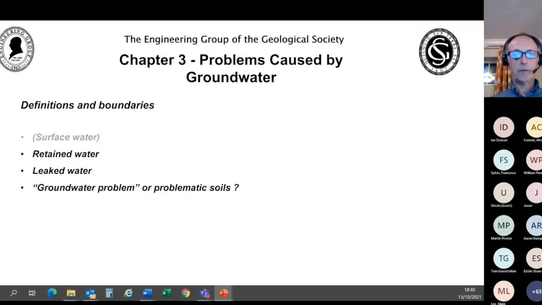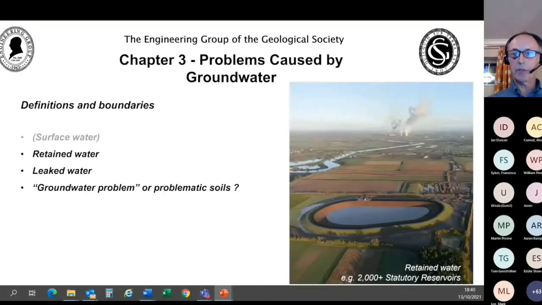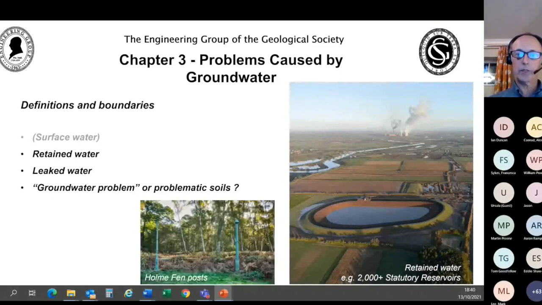And we found it necessary to draw some boundaries around the problems that we're going to address, since many aspects of engineering in the ground involve water, but not all of that water is groundwater. So the book does not address the effects of surface water in terms of flows, erosion, flooding, waves, and so on, as you'd expect. Retained water is also surface water, but to the extent that water in reservoirs and rivers, lakes and ponds can infiltrate into the ground and become groundwater, then it is included. So we don't major on dams and reservoirs, but some examples are included where they're relevant and helpful. Leaked water, again, to the extent that it infiltrates and becomes groundwater, is included.